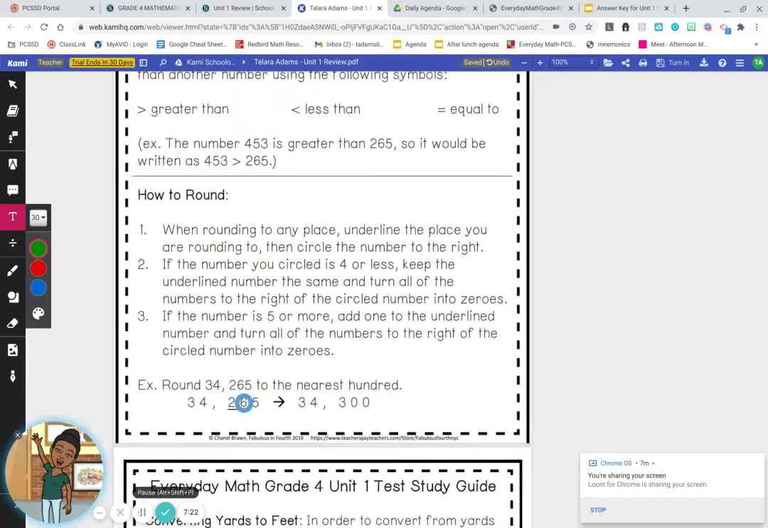It may help to look at your rounding notes on that first page, how to round. And as you can see, if the number you circled is 4 or less, let it rest. If it's 5 or more, you're going to add 1 more.